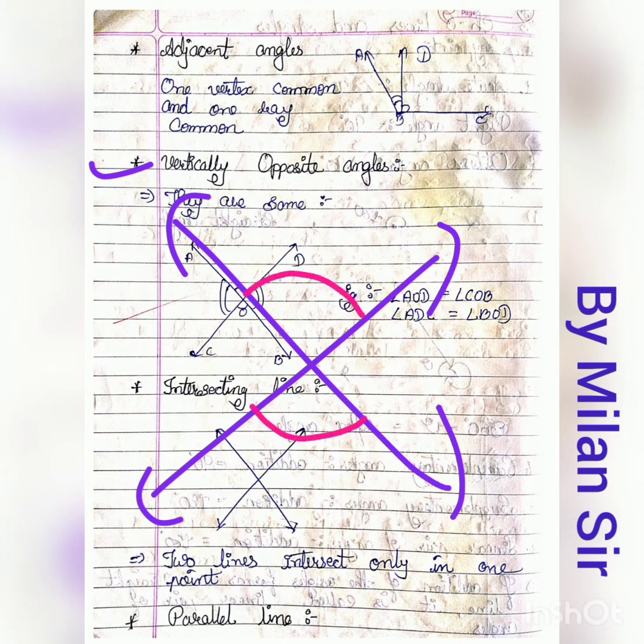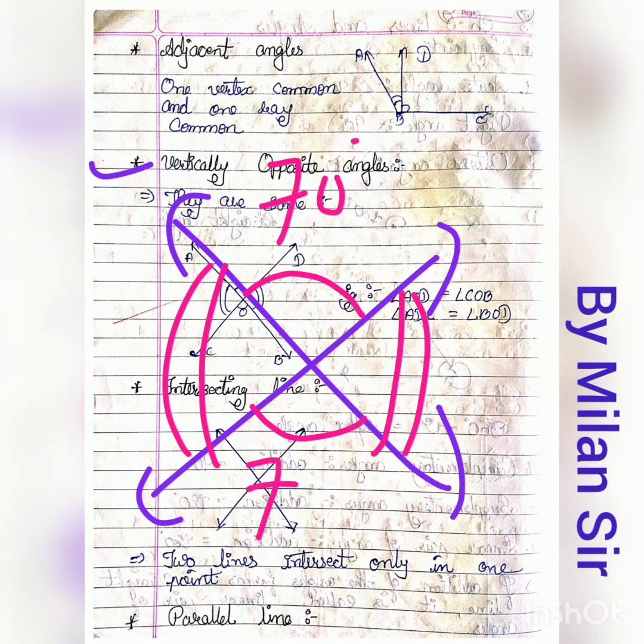These two angles are called vertically opposite angles, so these two angles are the same, and these two are also vertically opposite angles, so these two angles are also the same. If this angle is 70 degrees, then this is also 70 degrees. If this is 110, then this is also 110. That means if two lines are intersecting, then vertically opposite angles are equal.